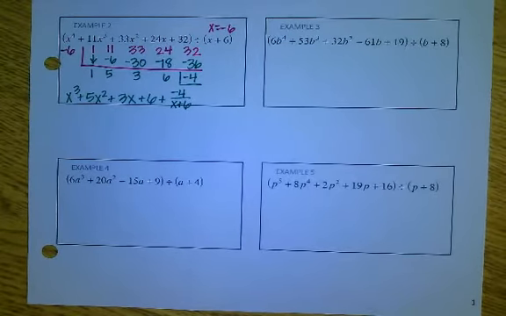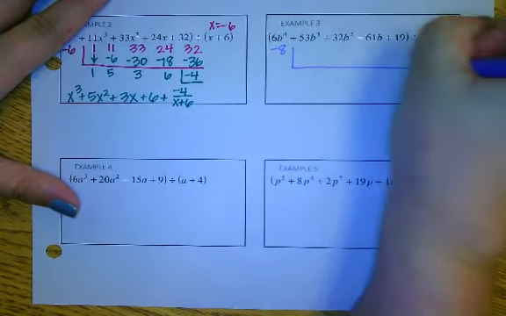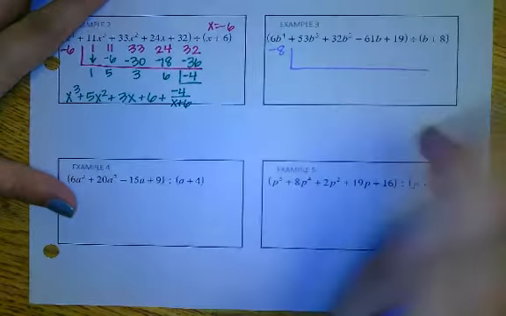Number 3, what's going on the outside? Negative 8. Am I in standard form? Yes. Am I missing any terms? No, so we're going to proceed. 6, 53, 32, negative 61, and 19.